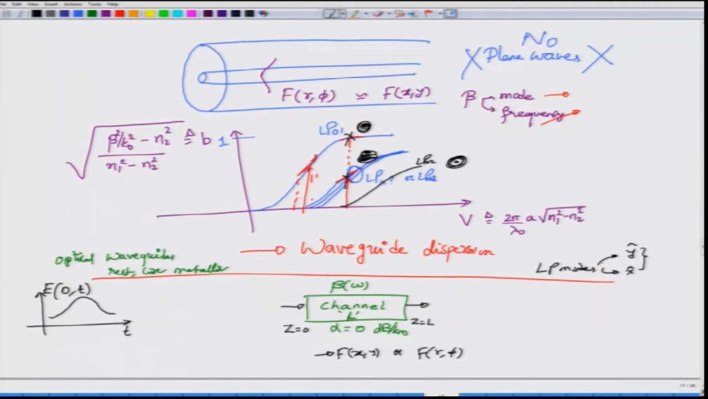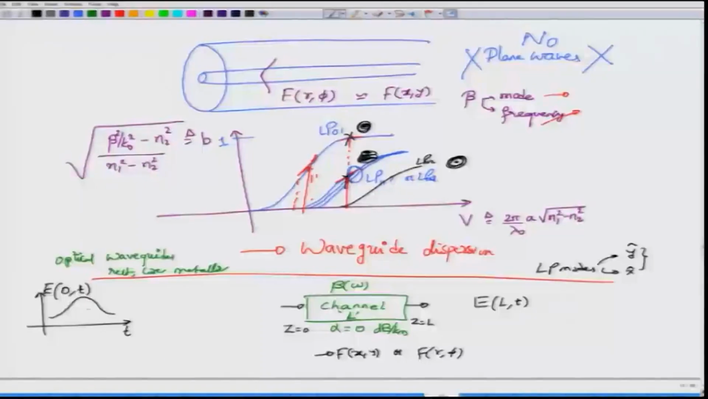So, now how do I go about finding what is of interest to me? My interest is to find out what would be the output electric field at the output of the channel. Of course, as I told you, this can be applied to any general characteristic. So, instead of talking about E of 0 t, you simply talk of G of 0 t, where G of 0 t would be the input pulse at the input of the channel, and G of L t would be the output pulse at the output of the channel.